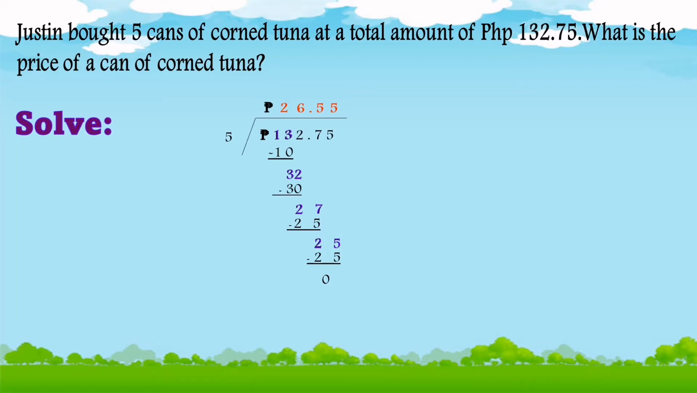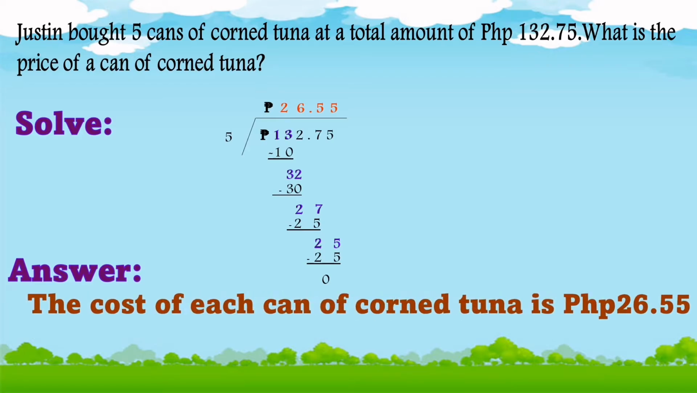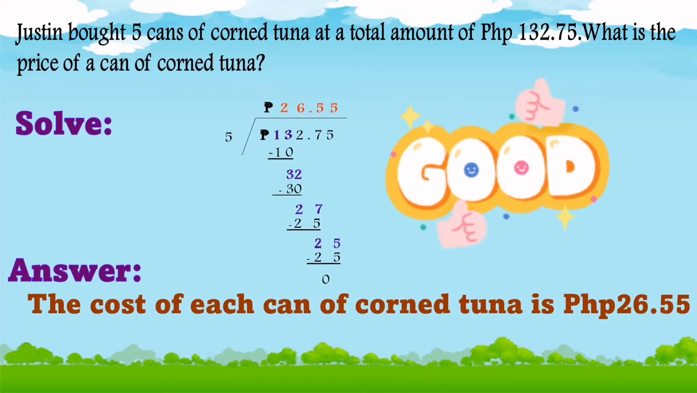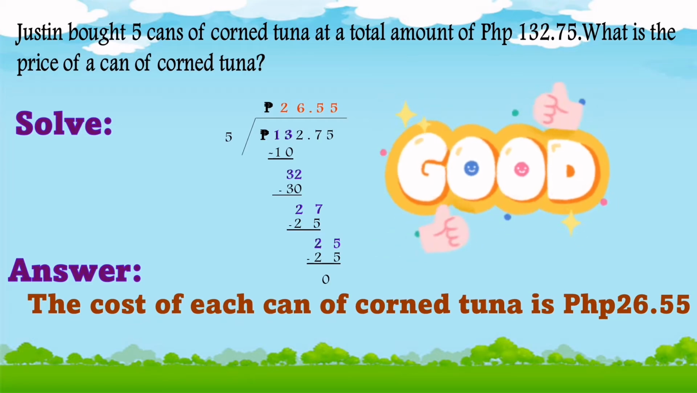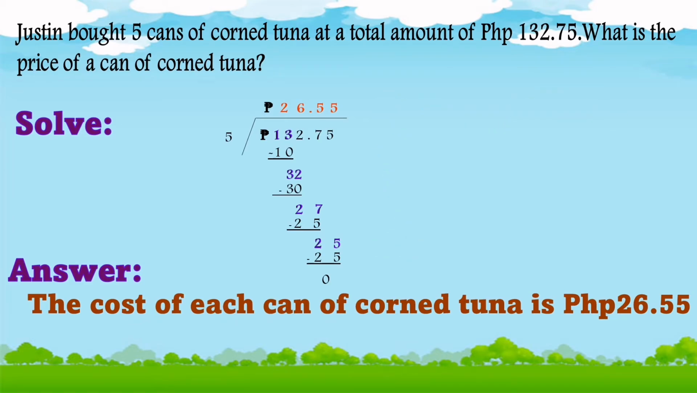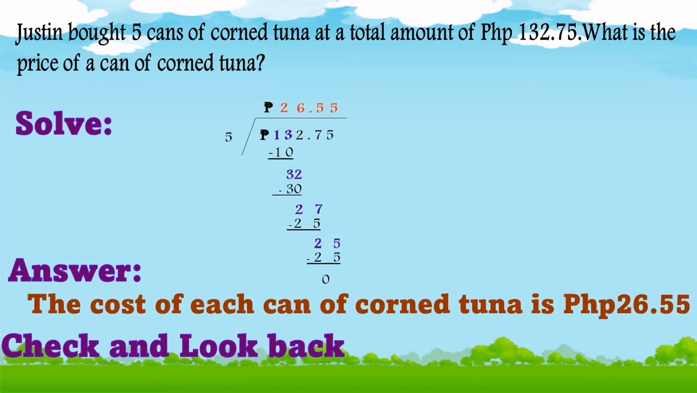Our quotient is 26 pesos and 55 centavos. It means our answer is the cost of each can of corn tuna is 26 pesos and 55 centavos. Let us now check and look back for our answer by multiplying 26 pesos and 55 centavos by 5. If we will get an amount of 132 pesos and 75 centavos, then our answer is correct.